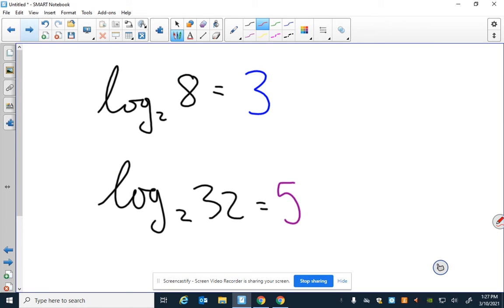Just like, hey, 2 to the what power is 8. A lot of people say 4 because they're thinking like 2 times, but it's not really. It's like, how many times does 2 get multiplied to give you an 8? 2 times 2 times 2. 3. Log base 2 of 32 is 5 because 2 to the 5th is 32.